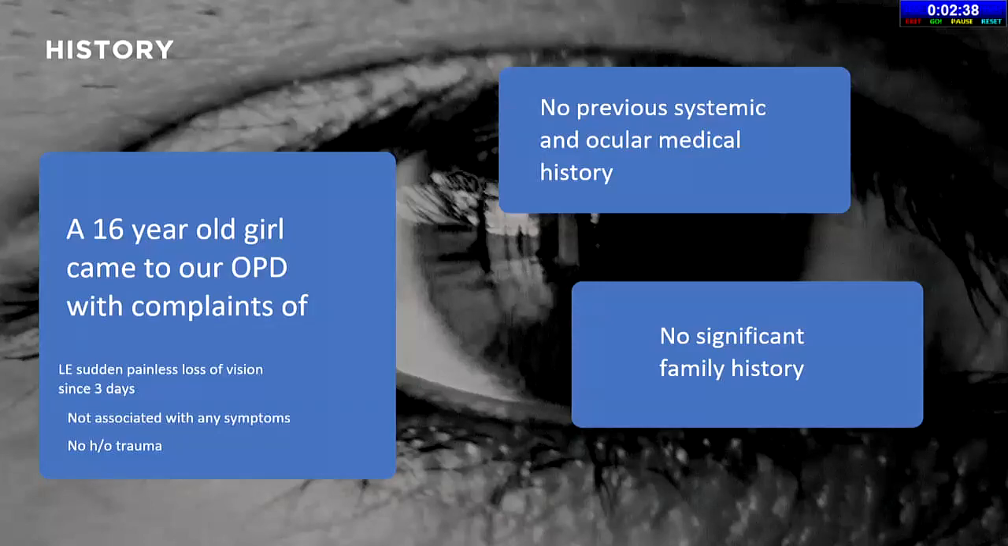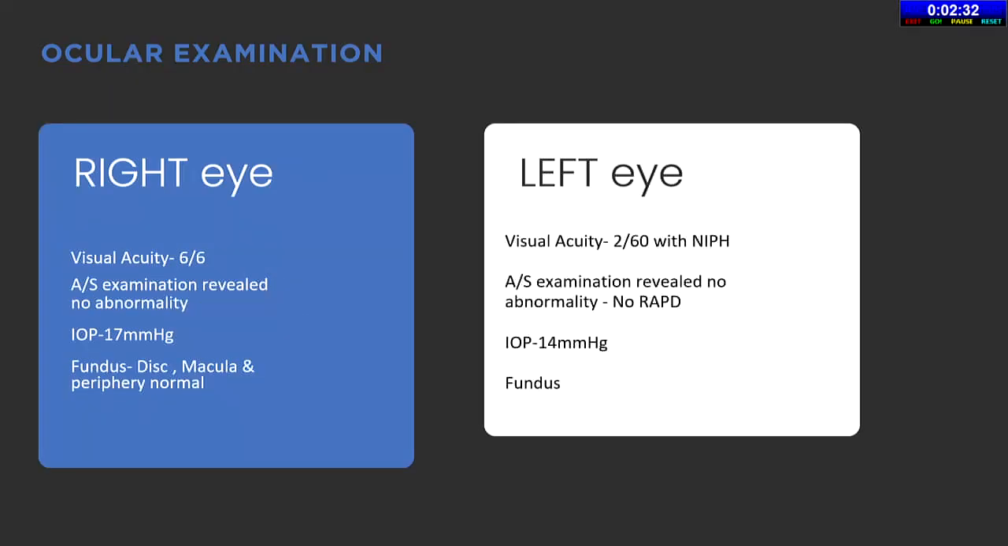There was no history of trauma. There was no previous systemic or ocular medical history. There was no significant family history. On ocular examination, the right eye showed visual acuity of 6/6, anterior segment and fundus were normal, IOP was within normal limits. Left eye visual acuity was 2/60 with no improvement with pinhole. Anterior segment examination was normal, there was no RAPD. Intraocular pressure was within normal limits.